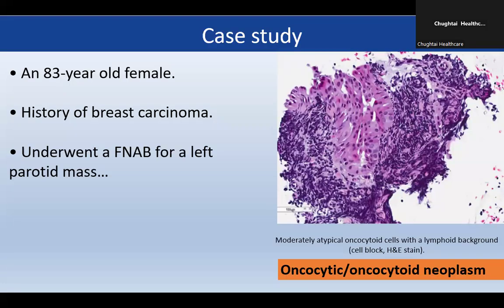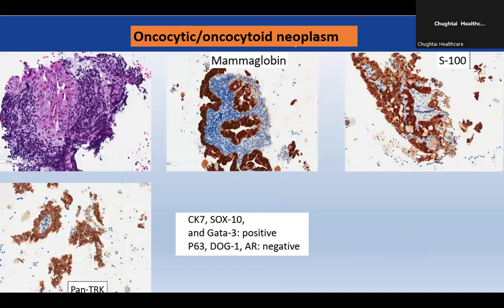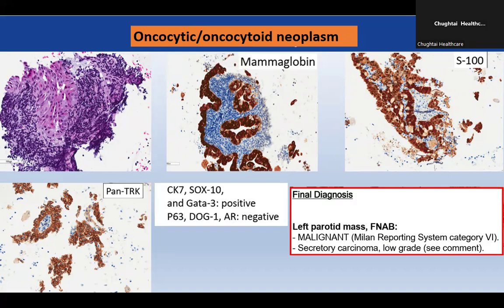Now, let's get back to our case study. It was an oncocytic or oncocytoid neoplasm, with oncocytic epithelial cells and a lymphoid background. The IHC stains were positive for mammaglobin, S100 and CK7. SOX10 and GATA3 were also positive. Pan-TRK was positive, and the negative IHC stains were P40, P63, DOG1 and AR. So what is your diagnosis now? Yes, secretory carcinoma. So the final diagnosis is Milan category 6, malignant, and the diagnosis is secretory carcinoma, low grade.